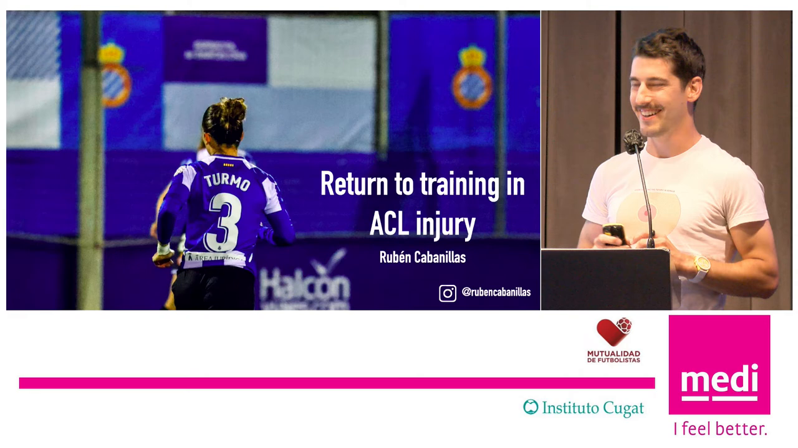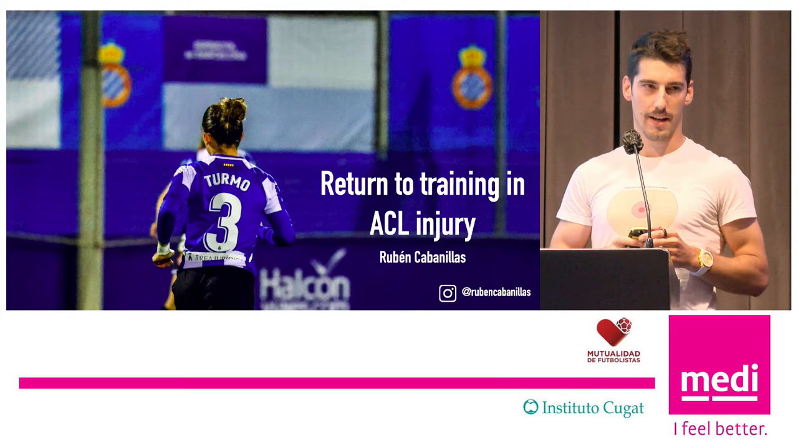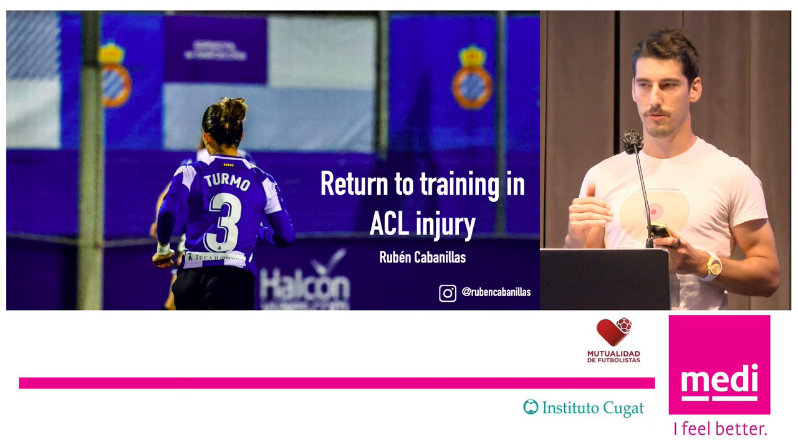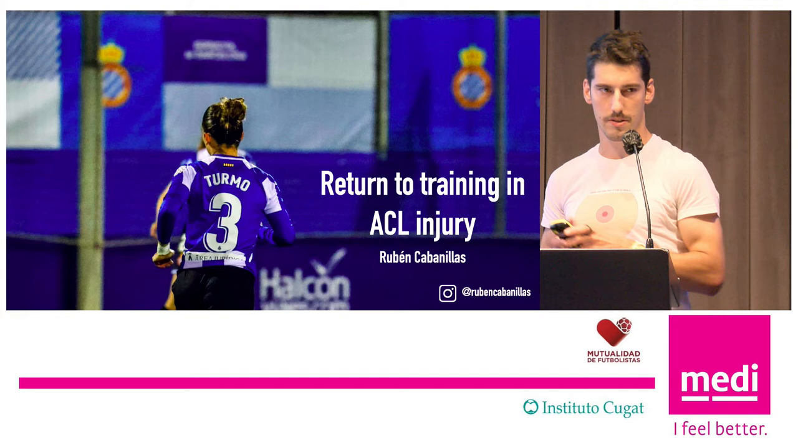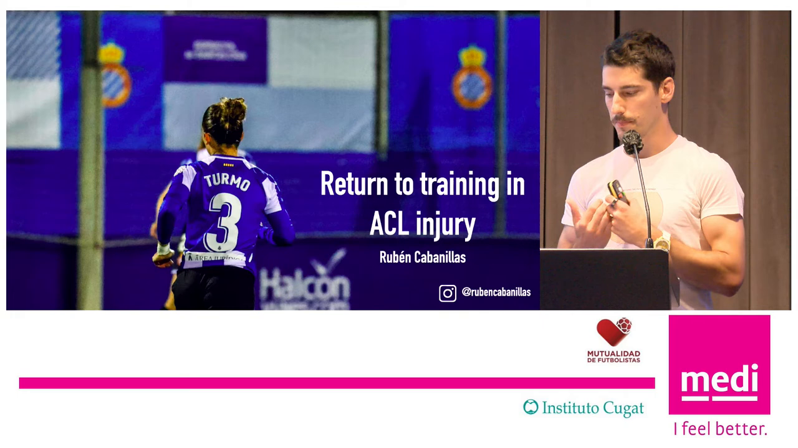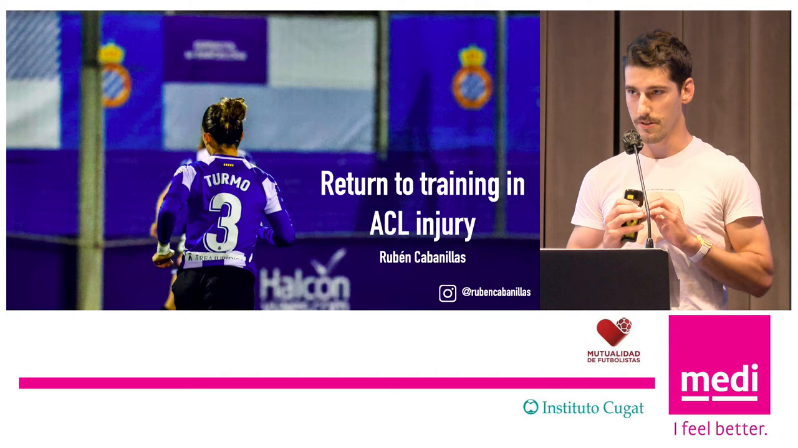In the next 10 minutes, I will try to explain a little bit my approach to return to training after an ACL injury. First of all, it's very important to have a good first stage, the first acute phase. My colleague has explained very well all the steps, all the situations, and all the process of the first stage. If it's not done well, probably everything I want to explain now doesn't make sense or is useless. I explain a perfect situation of ACL rehab. Normally, it's not a perfect situation, but I will try to explain a perfect one.